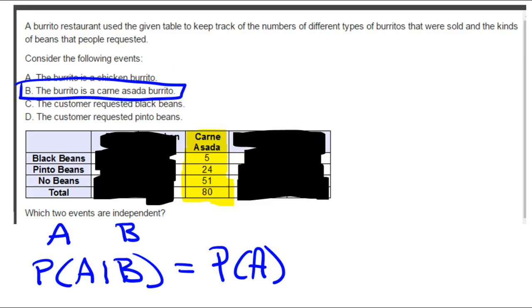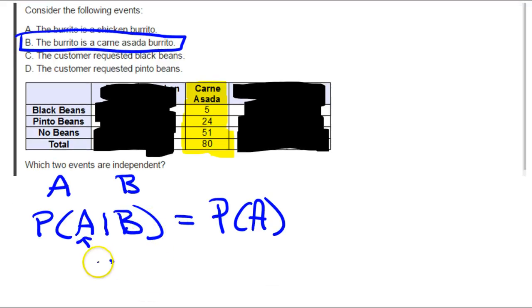Okay, so in this smaller universe, now what is the probability of A? Well, A is the burrito is a chicken burrito. Well, it can't be both. If we're given that it's a carne asada burrito, it cannot be a chicken burrito. So the probability of A given B, that's 0.